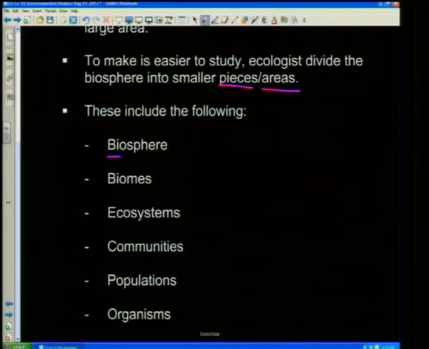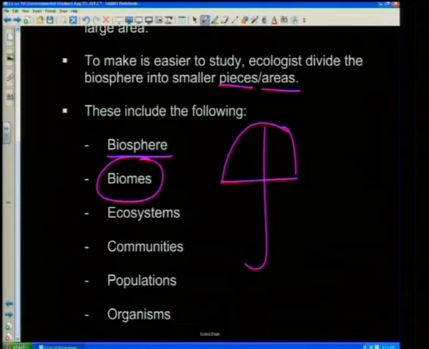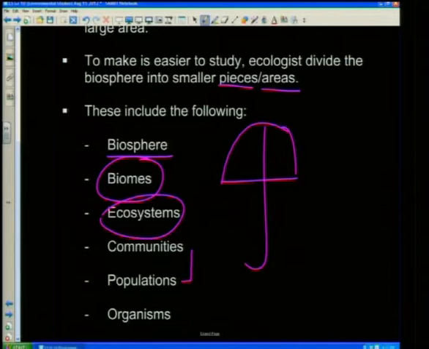Okay, the biosphere, and I often refer to this as the umbrella under which all the other little areas fall. So that will be the biosphere. Below the biosphere, we have many biomes that make up the biosphere. We have several ecosystems that make up a single biome, and we have several communities within an ecosystem. And within a community, we have several populations, and we have organisms that make up a population. We're going to look at each one of these in detail.